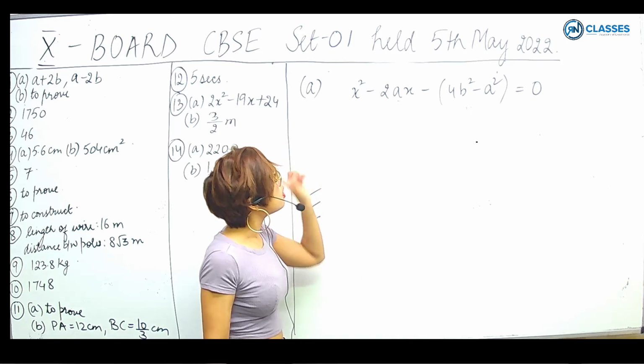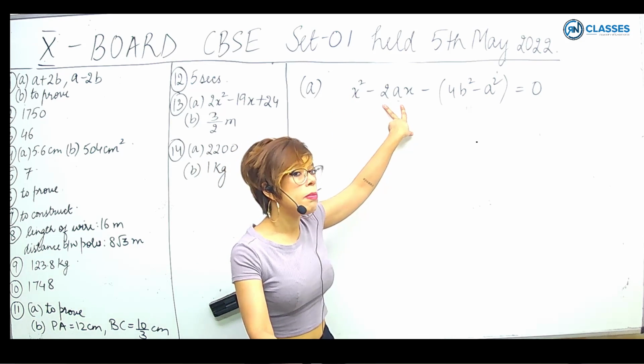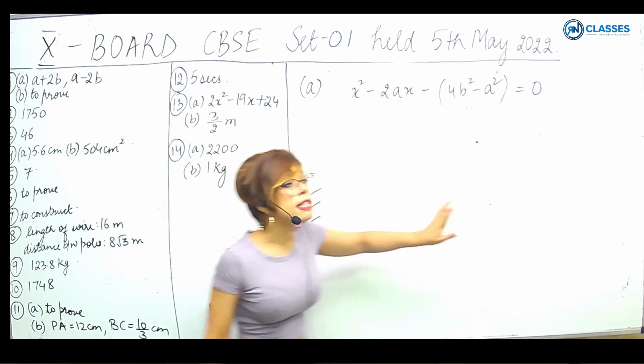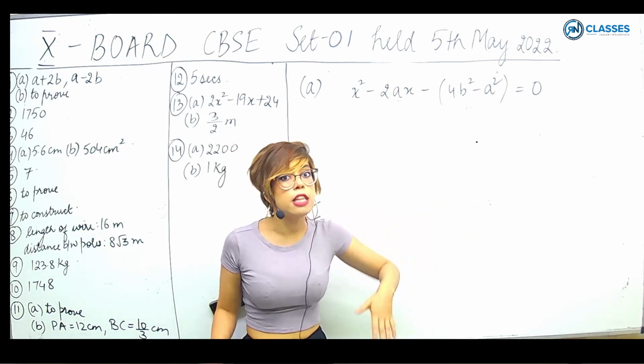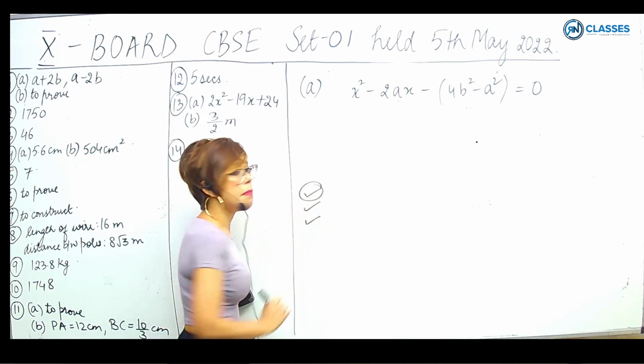Now, looking at the equation, I can see this is a squared quantity. This is probably a minus 2ab term. And I can see the squared quantity here itself. That means I can complete the square. In fact, the square is already completed. So I'll be going with the first method.